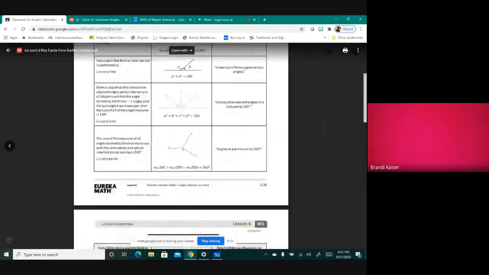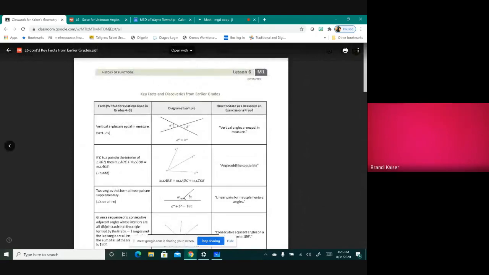Okay, but that gets us started with lesson 6 and solving for different angles. If you have any questions, please let me know.